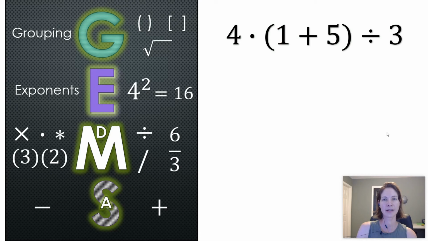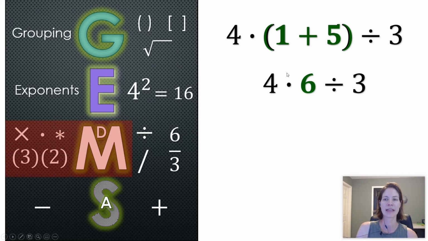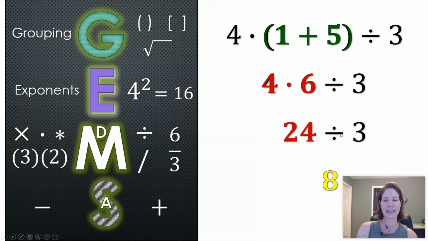What about here? Well, we have grouping symbols, so we have to do that first. 1 plus 5 is 6. Now we have multiplication or division. Well, multiplication has to be done from left to right compared to division. So we have 4 times 6, which is 24. Simplify our last expression, and we get 8.